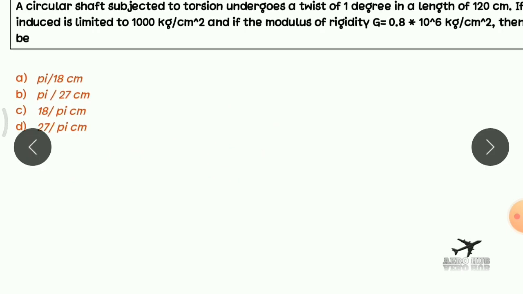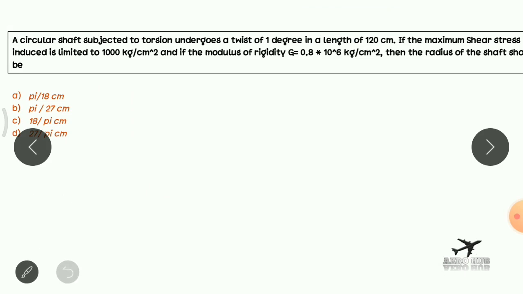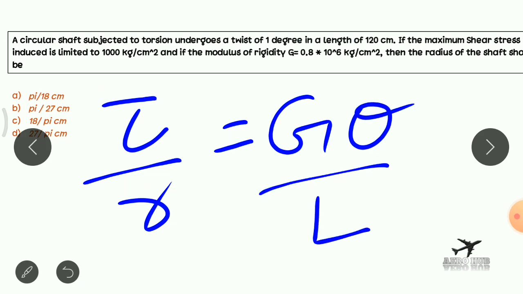The options are given. Option A pi by 18 centimeter. Option B pi by 27 centimeter. Option C 18 by pi centimeter. Option D 27 by pi centimeter. So we have the equation tau divided by R is equal to G theta by L. I have the values for tau, G, theta and L.